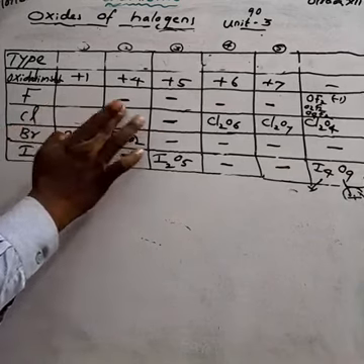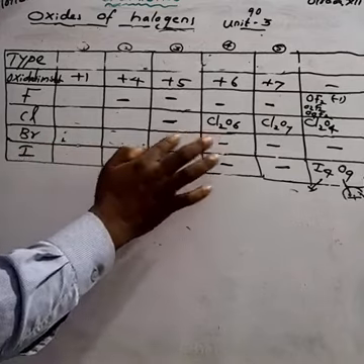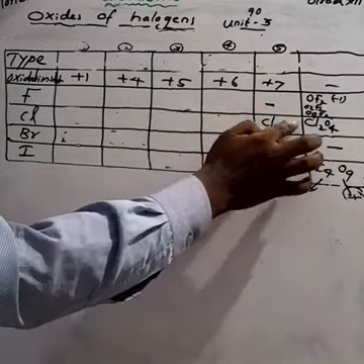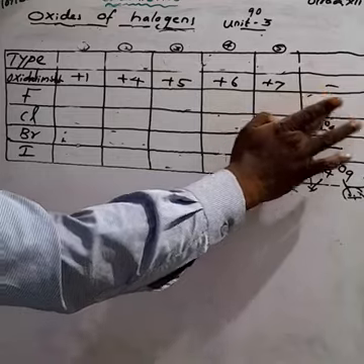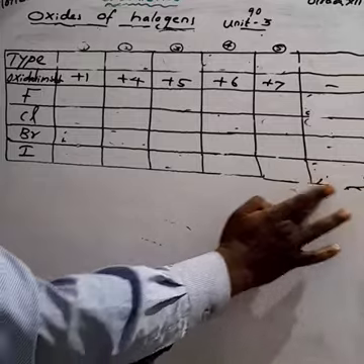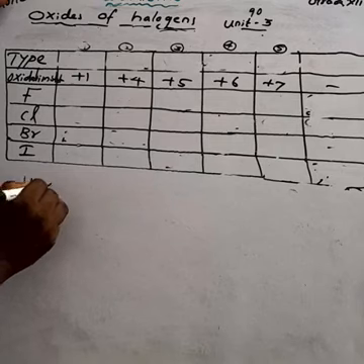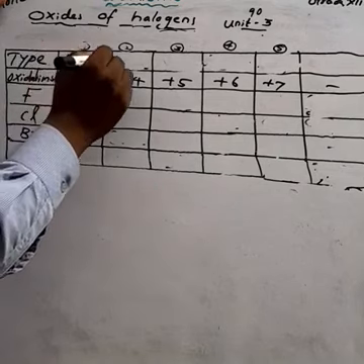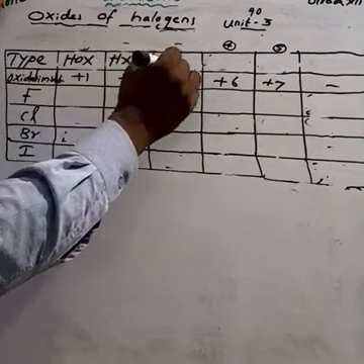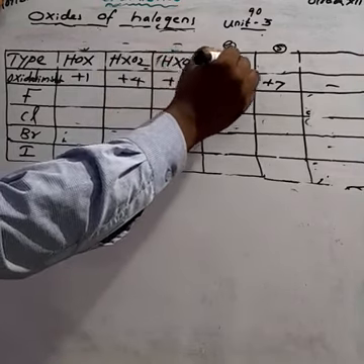Here, I am speaking about chlorine. First, we are taking chlorine. Chlorine can form different types of oxoacids. First we have to learn about the types. The types are considered as 4 types. One is HOX. Second one is HXO2. Third one is HXO3. Fourth one is HXO4. These are the types.